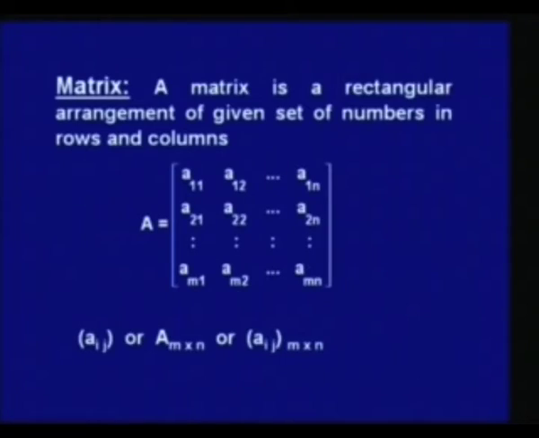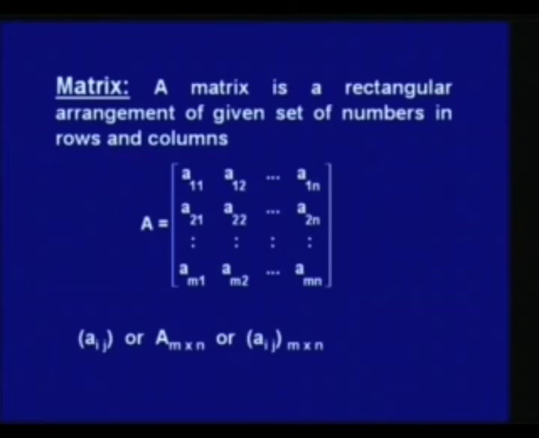Topic is matrix algebra. We start matrix algebra with the definition of matrices. We define a matrix as a rectangular arrangement of a given set of numbers in rows and columns. Given a set consisting of m into n elements like a11, a12, a1n, a21, a22, a2n, am1, am2, amn, when they are arranged in a rectangular matrix, we have rows and columns, then this arrangement is called a matrix.